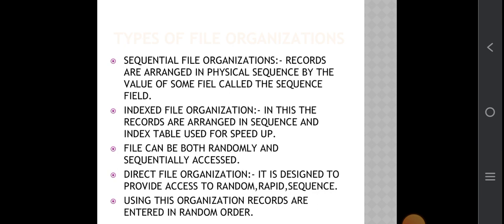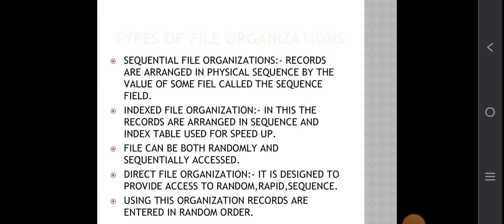Types of file organization. There are three types, mainly: sequential file organization, indexed file organization, and direct file organization. In sequential file organization, records are arranged in physical sequence by the value of some field called the sequence field. So the records are arranged in a sequential manner.